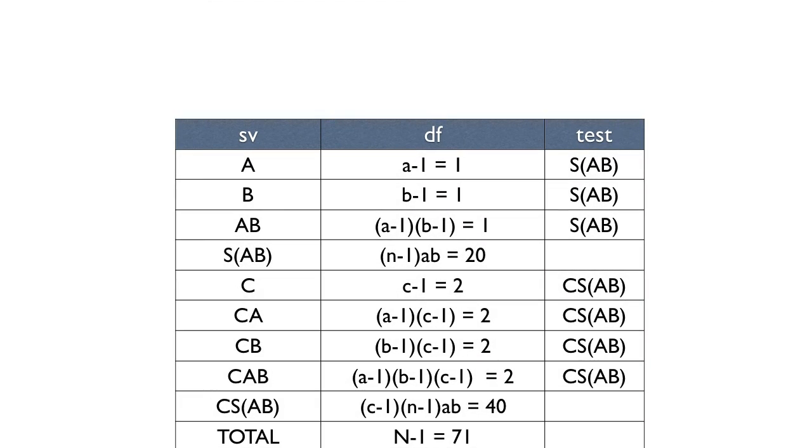So, this one's a little weird. Also, the slide has no title, which is odd on its own. A by B. There, we do the betweens first. We don't talk about subjects yet because we haven't got there. A, B. Now talk about subjects because we have no more between subjects. S within AB. C by A. C by B. C by A by B. C by S within AB.